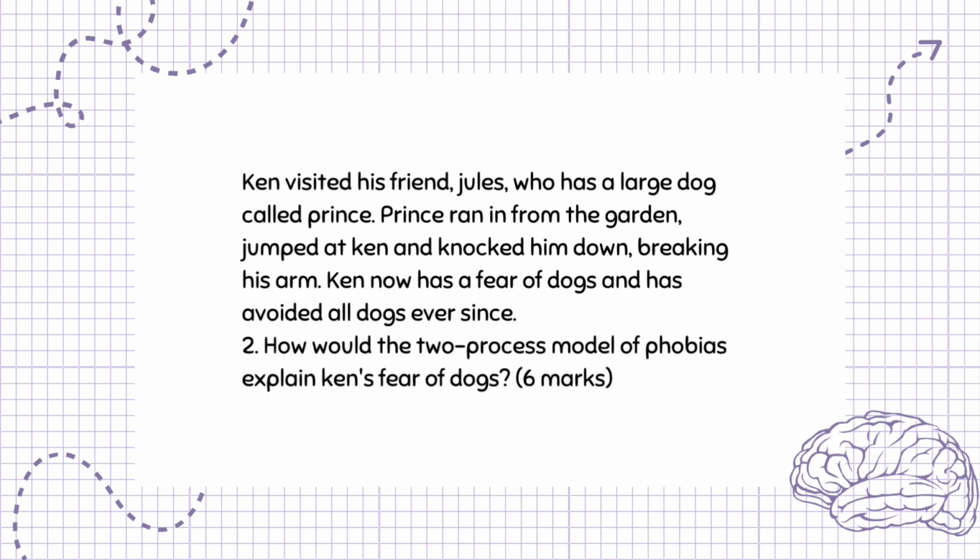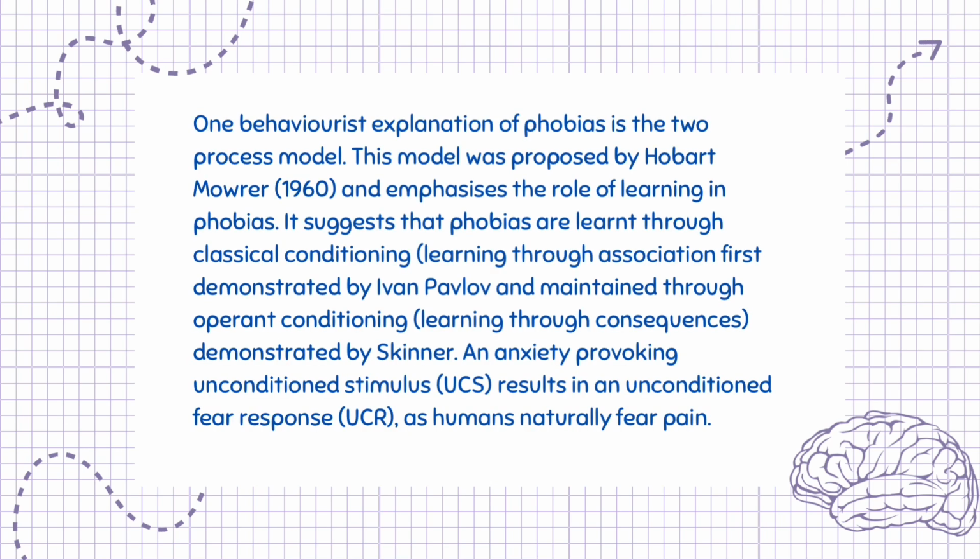6 marks. One behaviorist explanation of phobias is the 2-process model. This model was proposed by Hobart Mowrer, 1960, and emphasizes the role of learning in phobias. It suggests that phobias are learnt through classical conditioning, learning through association first demonstrated by Ivan Pavlov, and maintained through operant conditioning, learning through consequences, demonstrated by Skinner.